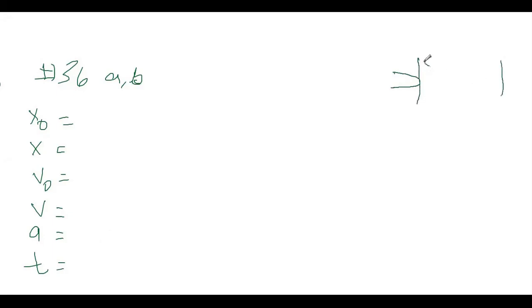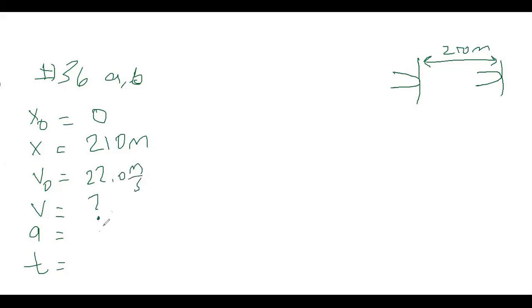So this distance here, that's the 210 meters we're talking about, from the time the nose hits from one point to the next. So our initial position is 0. Our final position is 210 meters. Our initial velocity when it hits the station is 22 meters per second. We're looking for the final velocity, and the whole time it's decelerating at negative 0.150 meters per second squared. Our goal is to find the velocity.